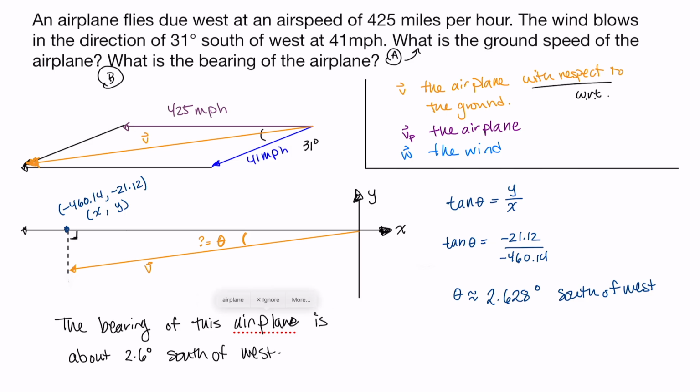Those of you in my class who are doing this on My Open Math, you actually need 4 decimal places. So let me fix that here. If we write this to 4 decimal places, it's 2.6275 degrees.